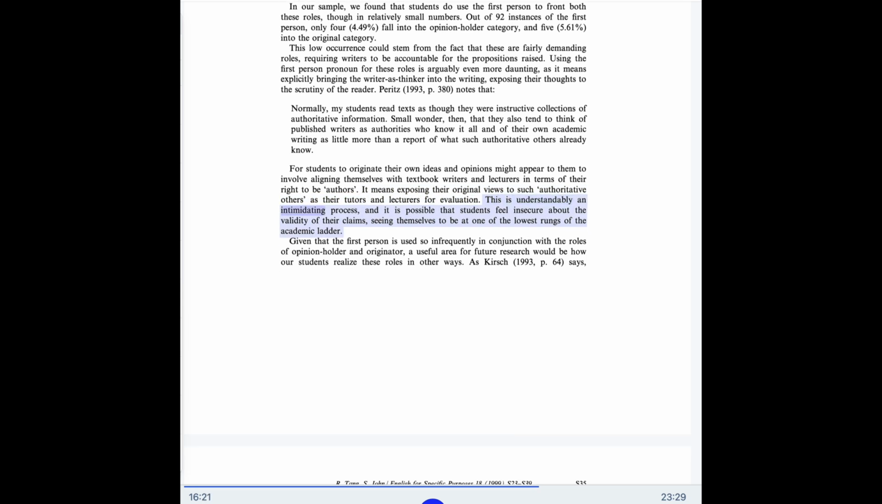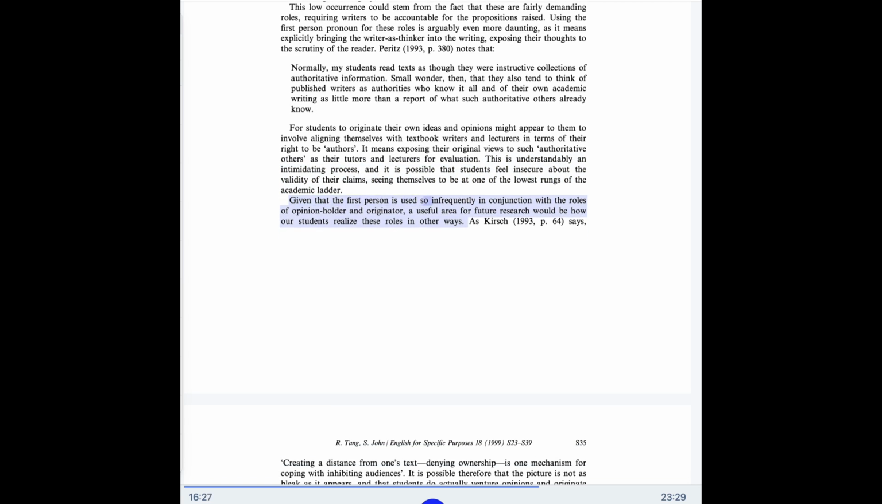This is understandably an intimidating process, and it is possible that students feel insecure about the validity of their claims, seeing themselves to be at one of the lowest rungs of the academic ladder. Given that the first person is used so infrequently in conjunction with the roles of opinion holder and originator, a useful area for future research would be how our students realize these roles in other ways.